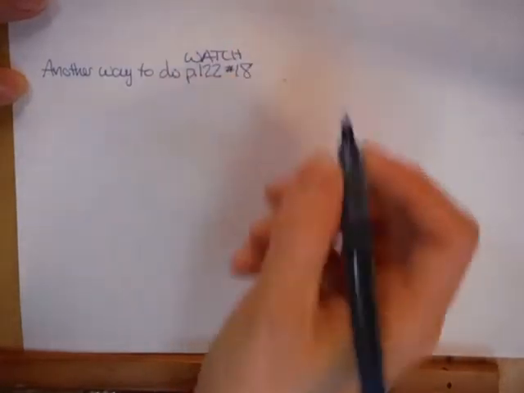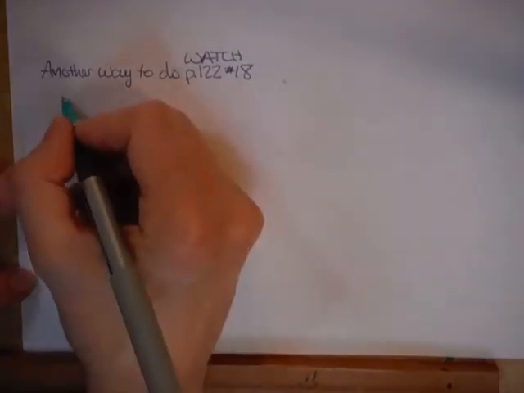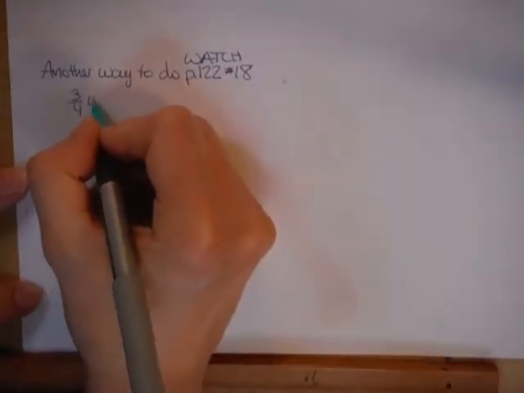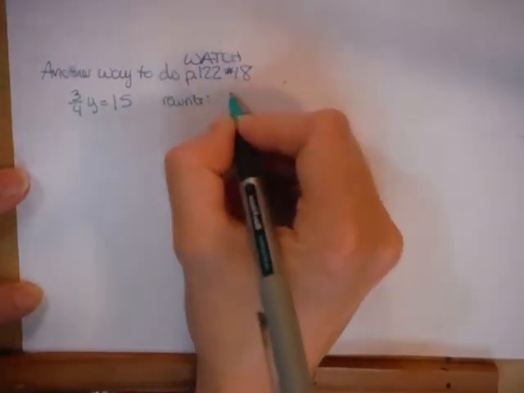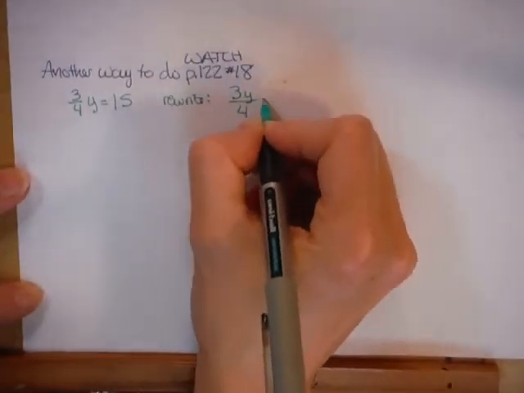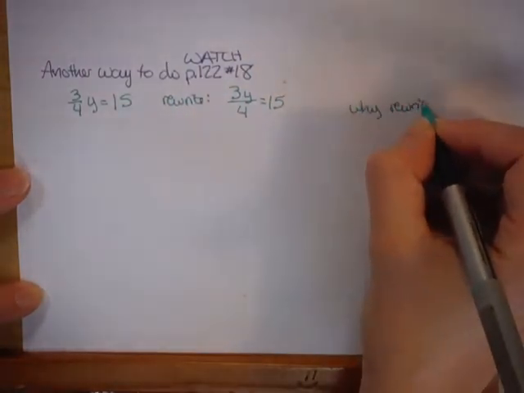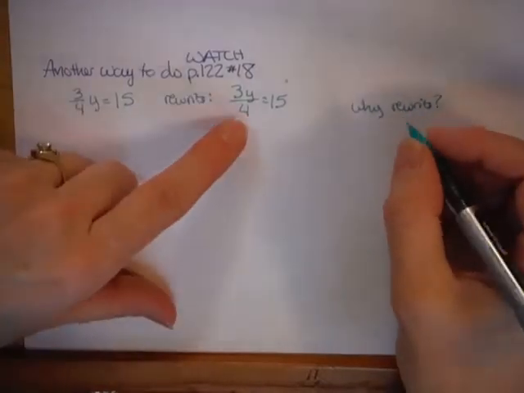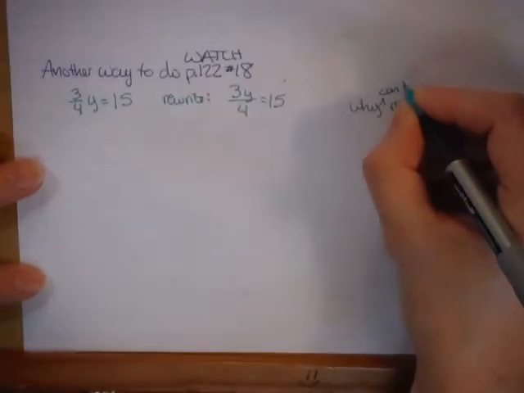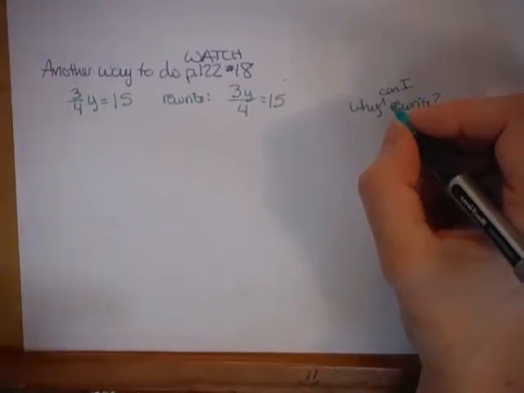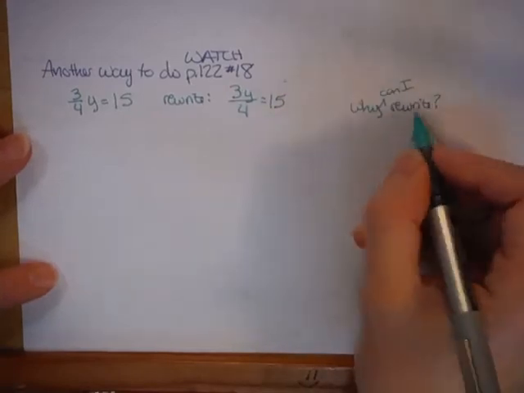Okay, and this was the watch example from the previous side of the notes here. It starts as 3/4 times y equals 15, but I could rewrite that as 3y over 4 equals 15. And again, why can I rewrite it? Why is that possible? And why we want to do it, you'll see as we go through it. You'll see what changes about how the solving is. You don't have to deal with the fractions anymore. But why can I rewrite it?